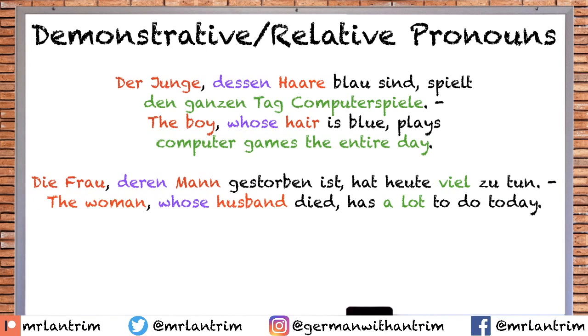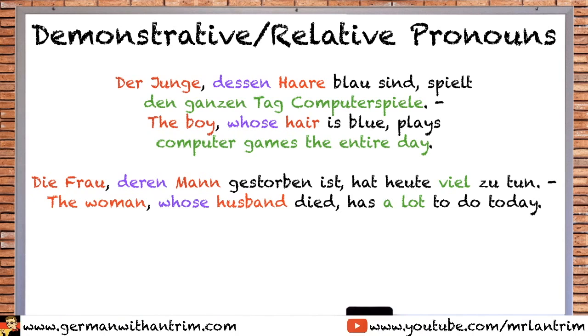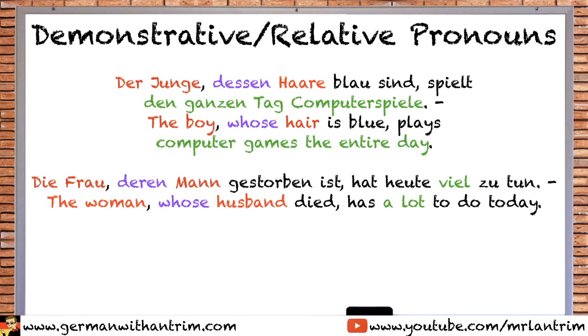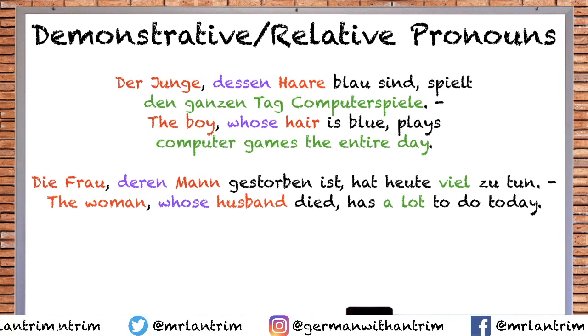A few examples of how you can use these. The weird thing about the genitive one is that we still need to use, like in English, the word whose in order to use this. But now we are referring back to whatever the thing was before the comma. So here we have der Junge, and since der Junge is masculine, we use dessen as our word. Even though Haare is plural, it's not relevant for this particular sentence because dessen is referring back to the boy, which is a masculine noun.